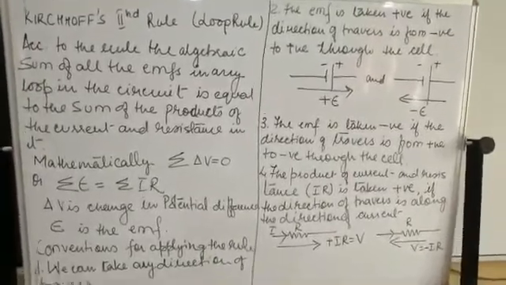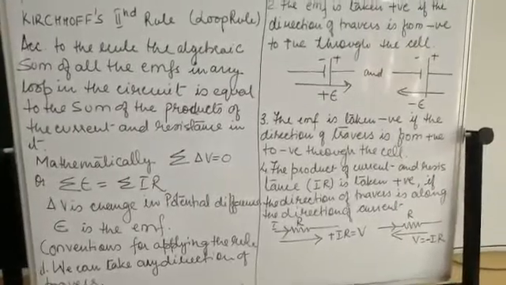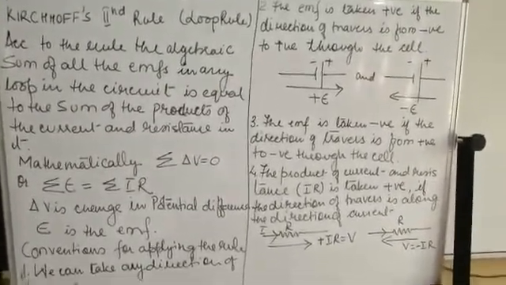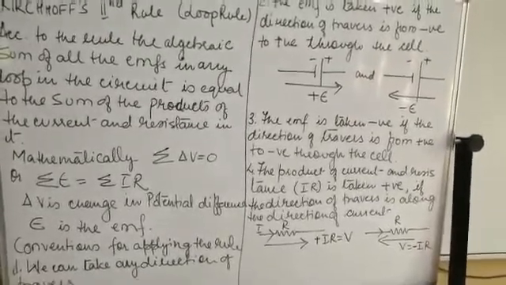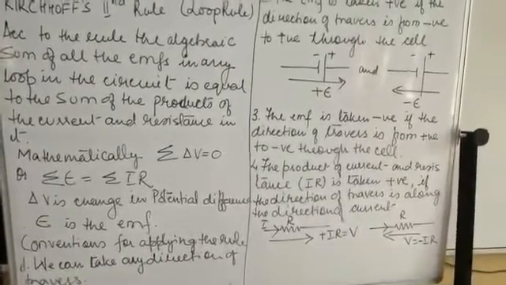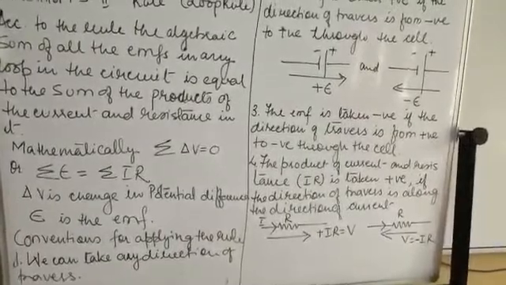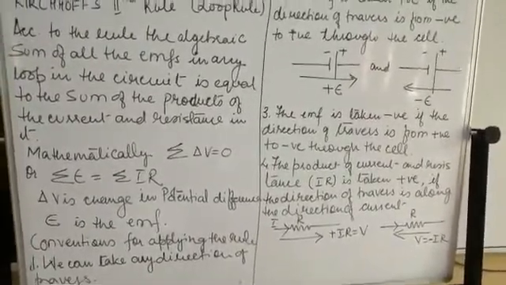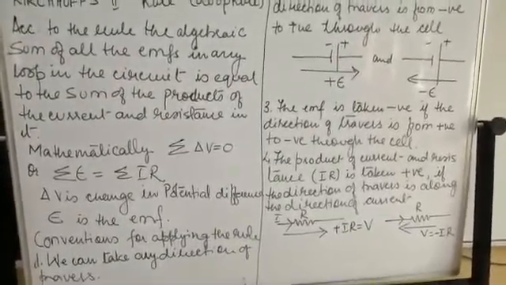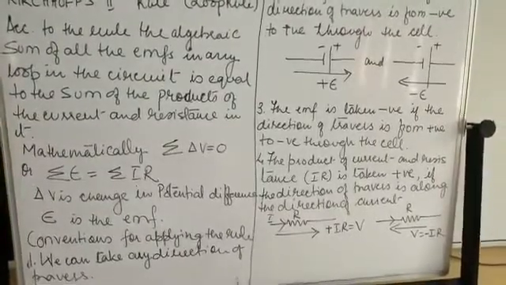Fourth rule is the product of current and the resistance, IR, is taken positive if the direction of traverse is along the direction of the current. So again you can see there are two diagrams. The diagram on the left side, the direction of current is towards right, and the direction of traverse, that is the arrow below, is also towards right. Both the directions are to the same side, so the potential drop across the resistance will be positive.